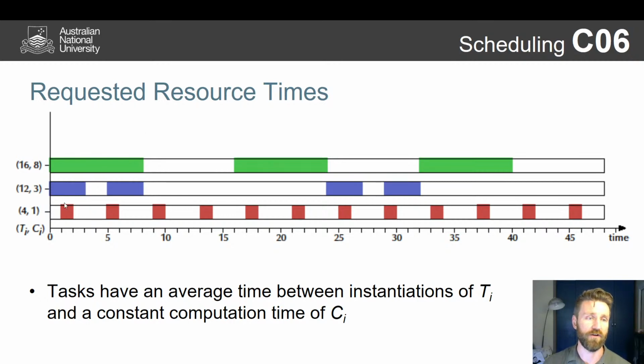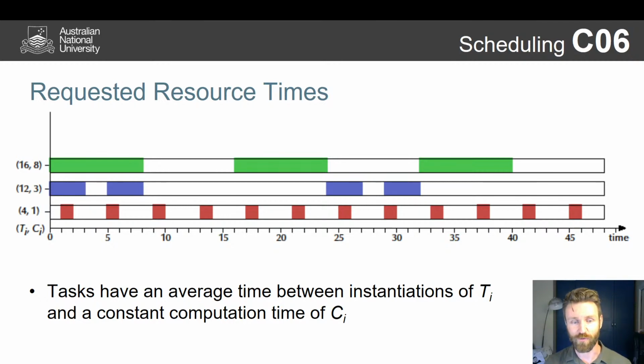Okay, now it should be apparent that if we look at the average time between instantiations for each of these processes, and we also look at the constant computation time, so if we round all of these up to say 16 seconds, maybe that works, it should be obvious that this process needs the CPU for half of the time. This process needs the CPU for a quarter of the time, and this process needs the CPU for a quarter of the time. So together, the CPU should be able to handle this load, right? There is enough resource available on average for the CPU to handle all of this.